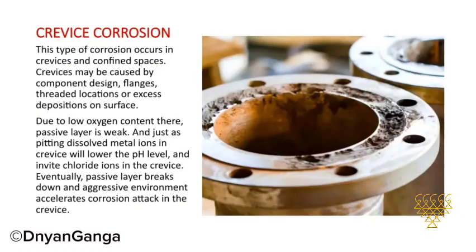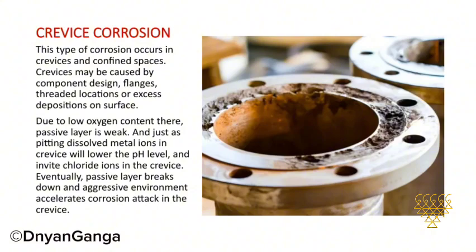This slide is about crevice corrosion, a specific type of corrosion that occurs in small, confined spaces or crevices. These crevices can form due to the design of components, like around flanges or threaded areas, or because of excess deposit buildup on surfaces. When these spaces form, they tend to have low oxygen levels, which makes the passive layer, that protective oxide film, quite weak. What happens then is similar to what we see in pitting corrosion.